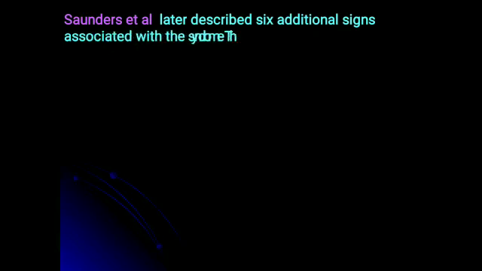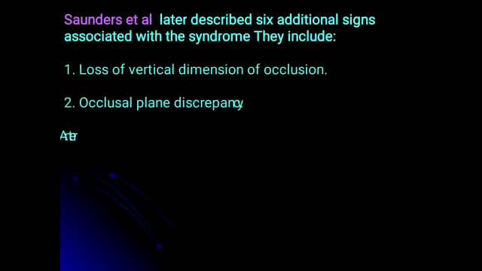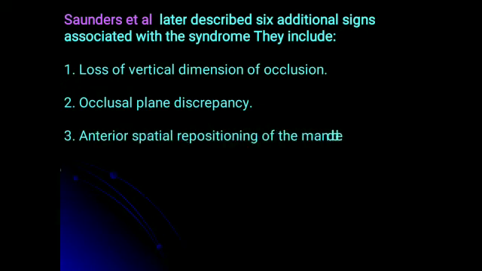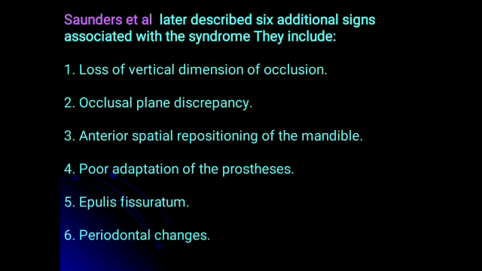According to Saunders et al., later discussion added 6 additional signs associated with the syndrome that include loss of vertical dimension of occlusion, occlusal plane disturbance, anterior spatial repositioning of the mandible, poor adaptation of prosthesis, epulis fissuratum, and periodontal changes.